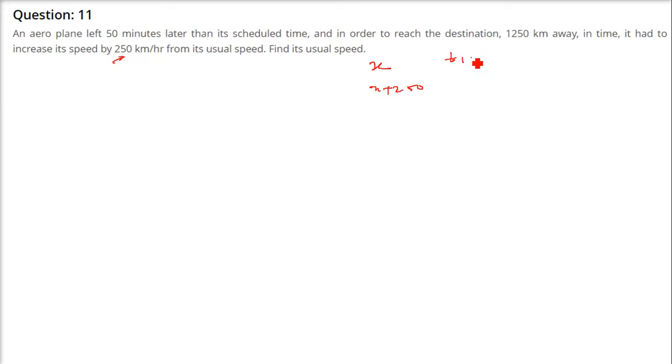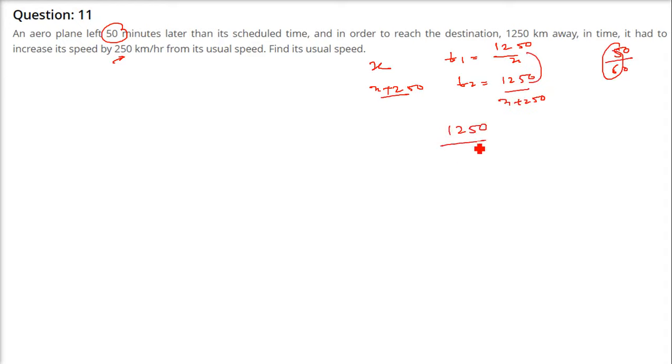So what is the time for x speed? The distance remains the same. What is the time 2? Distance remains the same. The speed will be x plus 250. Now the difference of time is 50 minutes. 50 minutes, that is 50 by 60 hour. It will be 5 by 6. Let us take the difference of this. 1250 by x minus 1250 by x plus 250 equal to 5 by 6.